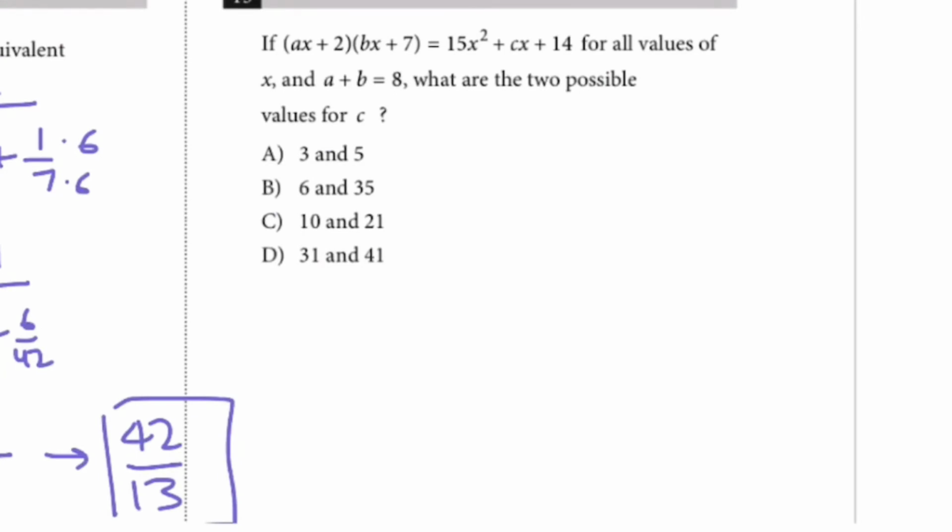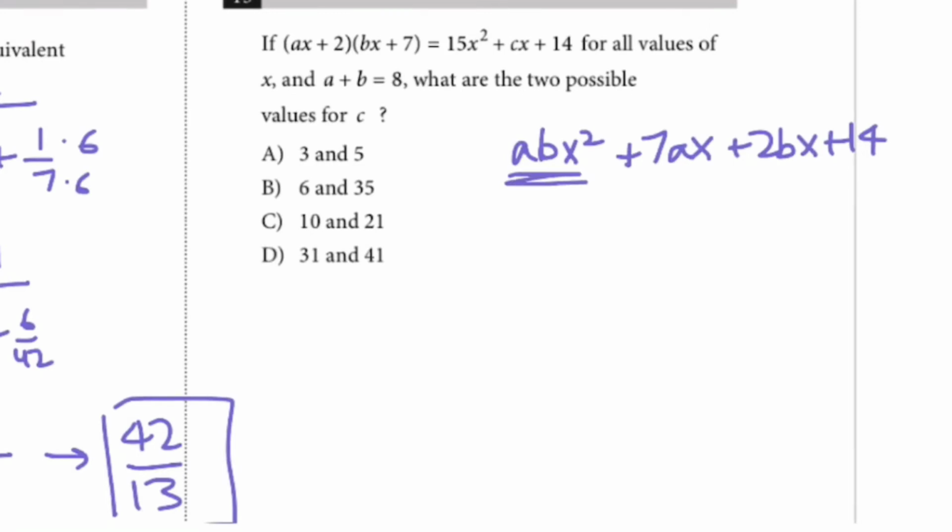Question 15. If ax plus 2 times bx plus 7 equals 15x squared plus cx plus 14 for all values of x, and a plus b equals 8, what are the two possible values for c? Okay, so the first thing we're going to look at here is what happens if I multiply these two terms. I get abx squared plus 7ax plus 2bx plus 14.